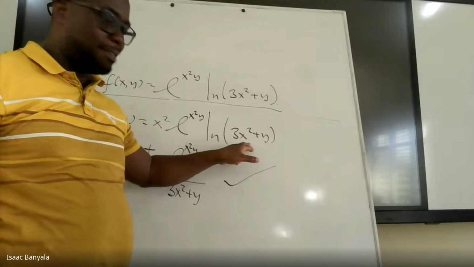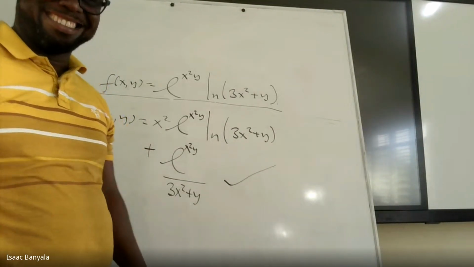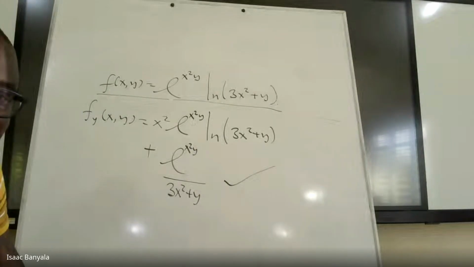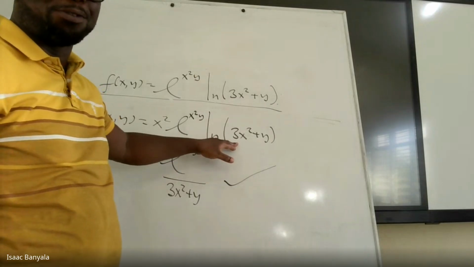If you differentiate with respect to y, but I said we will consider 3x squared as a constant, right? They are not multiplying, they are separated. So better if you differentiate this one alone with respect to y, what will you get?